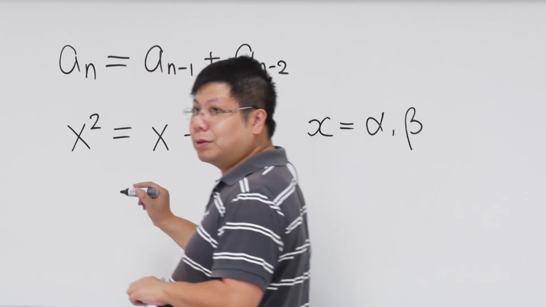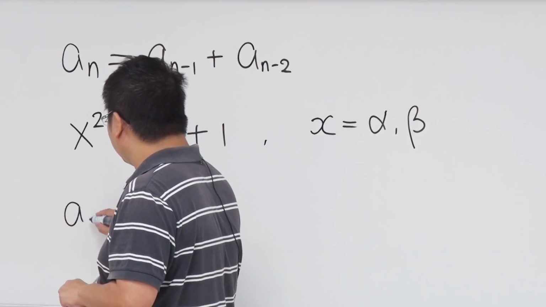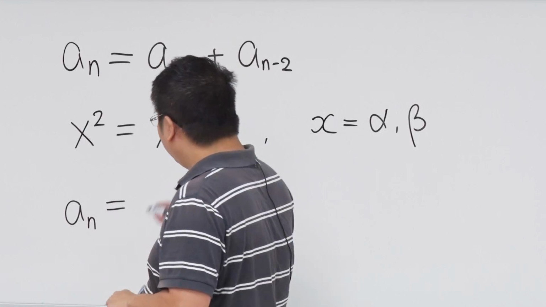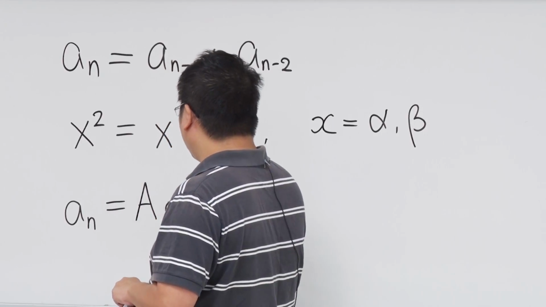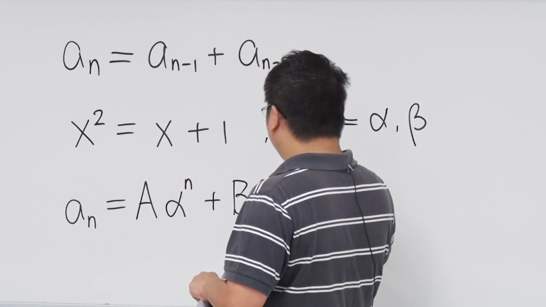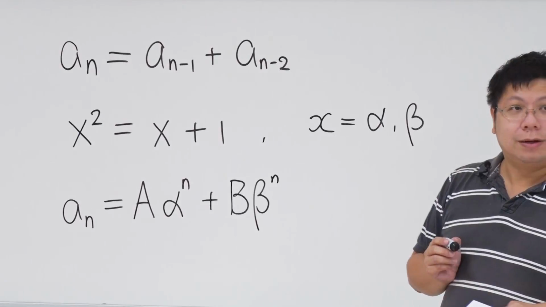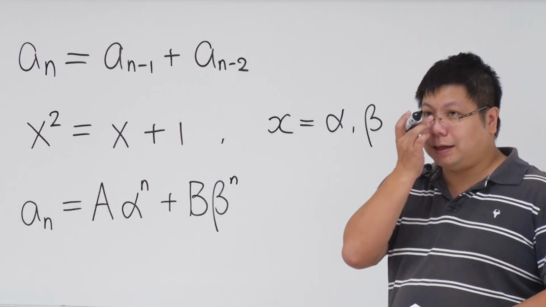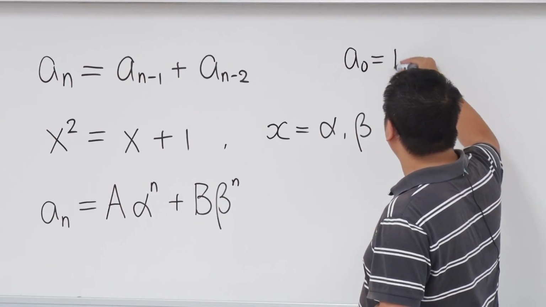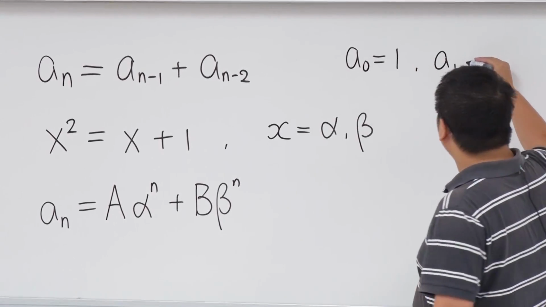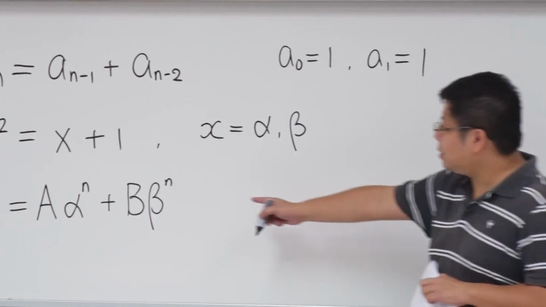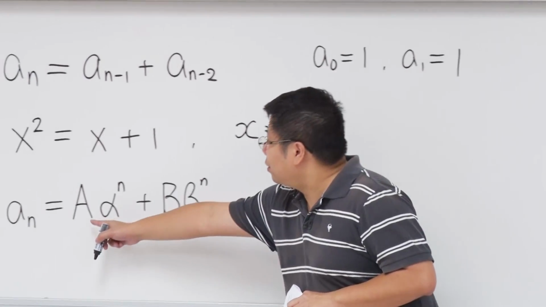Okay, so we will see that the homogeneous solution for this characteristic equation will look like this form. It will be some constant A times alpha to the power n plus some constant B times beta to the power n. Is that okay? Now, if we have the initial condition given, for instance, let's say I tell you a0 is equal to 1, and a1 is equal to 1, then we can plug in a0 and a1 into this formula and solve for the unknowns A and B.